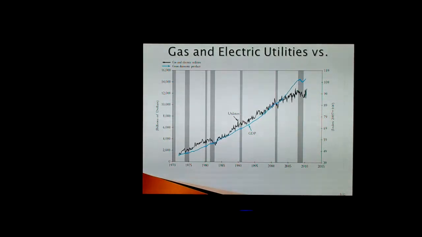Also saying gas and electric utilities move along with GDP. That makes sense too. If the economy goes up, they charge higher prices and there's higher demand for gas and electricity, right? Economy goes down, what happens? Well, lesser demand for gas and electricity. So the price of that stuff falls, and their profit then falls.